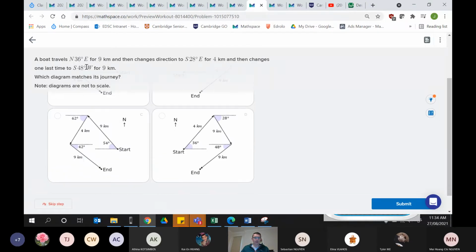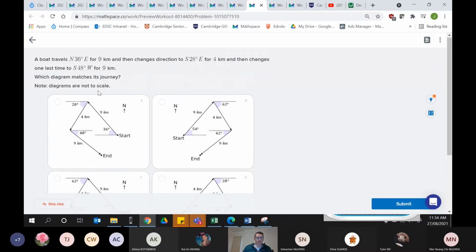Okay. A boat travels north 36 degrees east for 9 kilometers, then changes direction to south 28 degrees east for 4 kilometers, and then changes one last time to south 49 for 9 kilometers. Which diagram matches its journey? No, diagrams are not to scale. Okay, so a boat travels. So where does it travel?